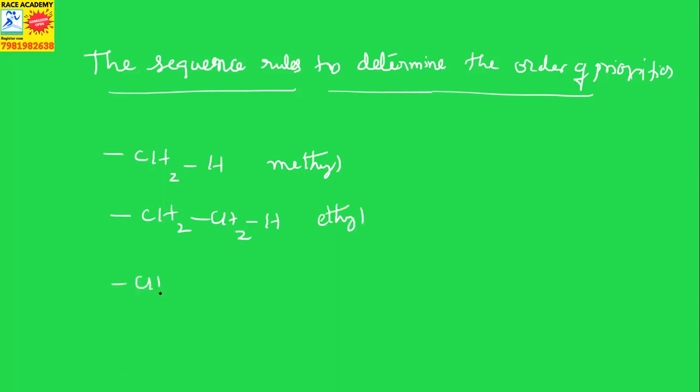For example, if you take CH2H, this you will call methyl. When you take CH2H here, then you will call it ethyl. If you write CH2, and complete it here, CH3, that is called N-propyl.